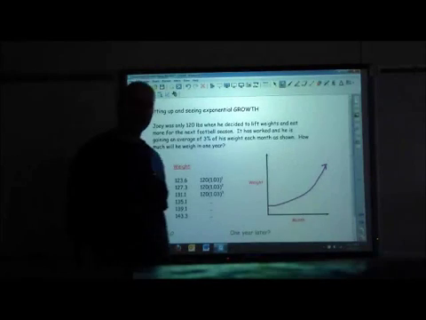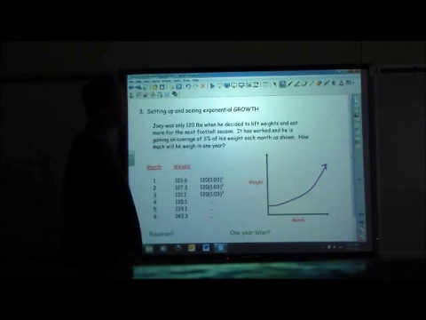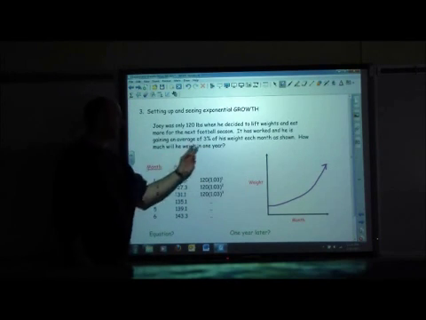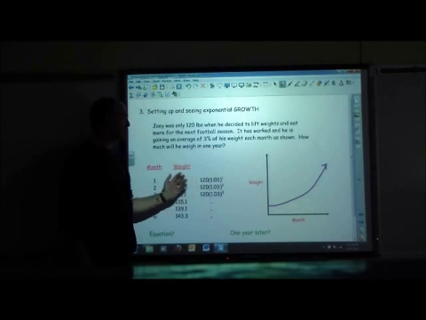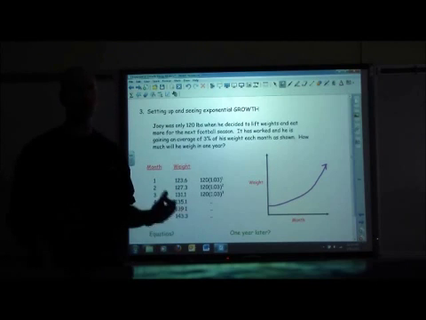Alright, so here's an example. It says Joey was only 120 pounds when he decided to lift weights and eat more for the next football season. It has worked, and he is gaining an average of 3% of his weight each month, as shown. How much will he weigh in 1 year? So this is an exponential growth problem.